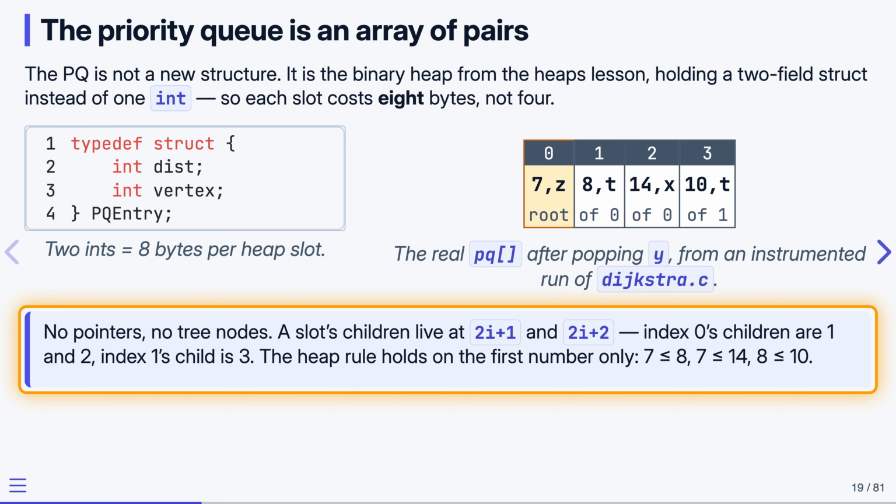One last thing, and it matters. The heap rule is checked on the first number only. 7 is not bigger than 8. 7 is not bigger than 14. 8 is not bigger than 10. The vertex letter is just a passenger. The heap carries it around, but never compares it.